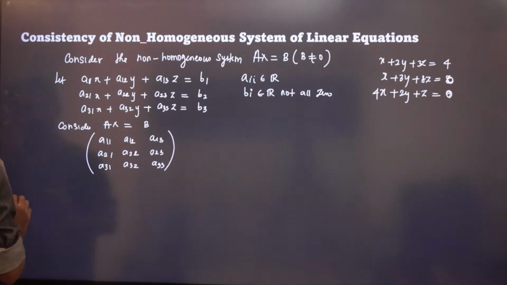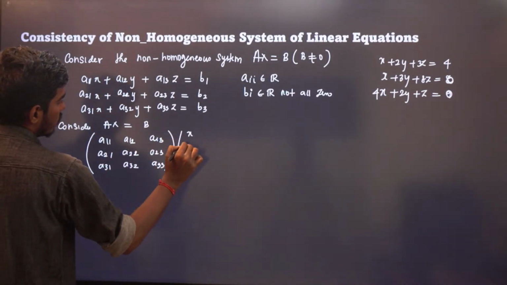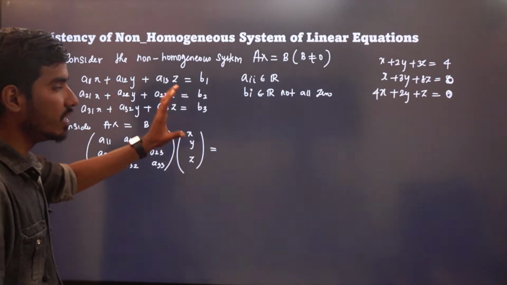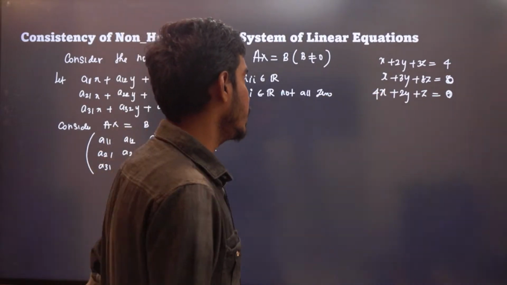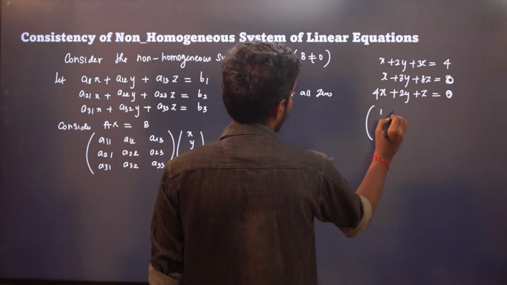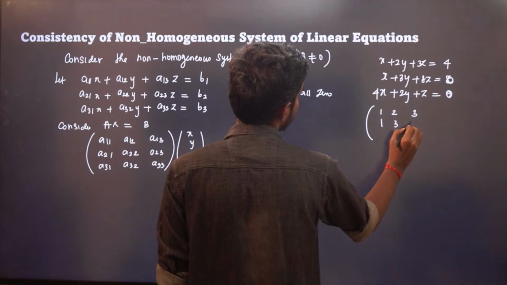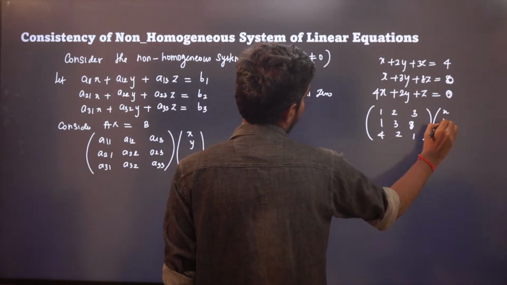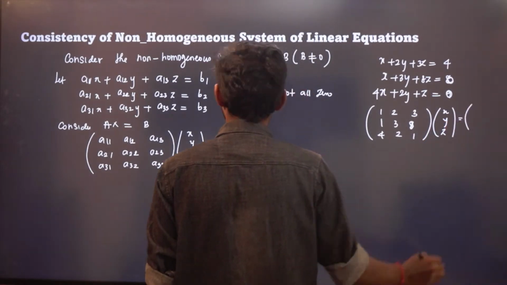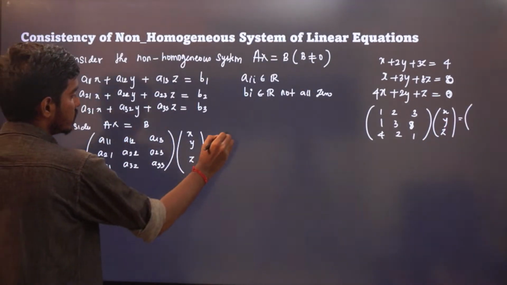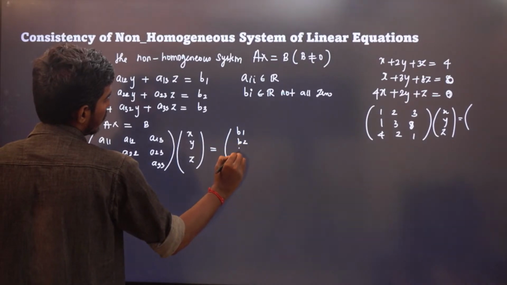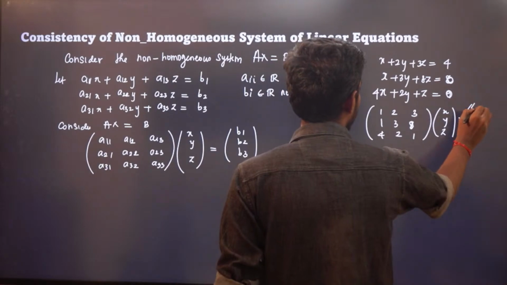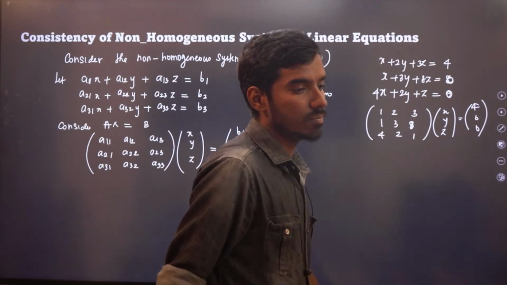And x is the variable. What is the variable here? X, Y, Z. For example, if you consider here, what is your coefficient matrix? 1, 2, 3, 1, 3, 8, 4, 2, 1. Your unknown variables are x, y, z, and b is your output vector, which here is b1, b2, b3. So your output vector is 4, 0, 0. Is this step clear?